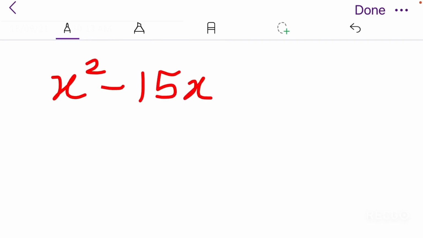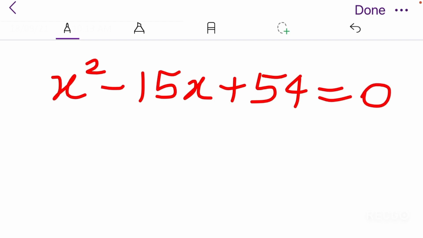So in today's video we will be seeing how to solve quadratic equations using the factorization method. So let's get started. Today we will be seeing one equation, which is x square minus 15x plus 54 equals 0. So this is our equation and we have to solve it using the factorization method. Let us see how to solve it.